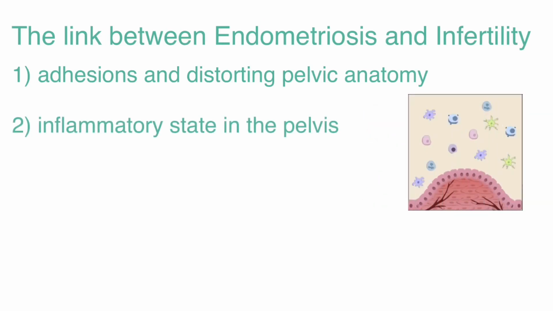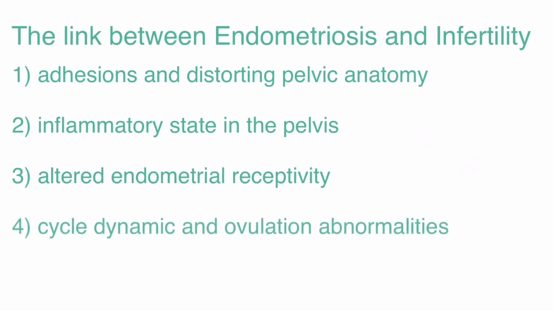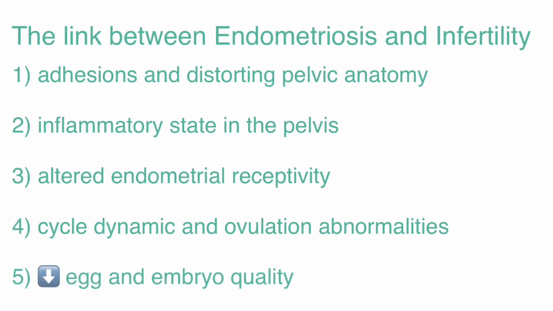2. An inflammatory state in the pelvis. This inflammatory state may have adverse effects on the eggs, the sperm, embryos, or tubal function. 3. There may be changes in the endometrium itself, which can alter endometrial receptivity and endometrial implantation. 4. Cycle dynamics and ovulation abnormalities, such as abnormal follicle growth, longer follicular phase, ovulation dysfunction, or luteal phase dysfunction. And 5. Endometriosis can be associated with decrease in egg and embryo quality.